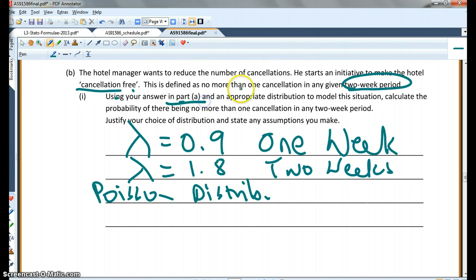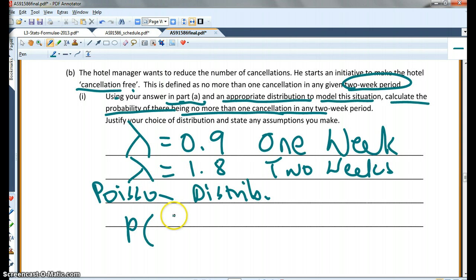Using your answer in part A and an appropriate distribution to model the situation, calculate the probability of there being no more than 1 cancellation. So the probability of x less than or equal to 1. The probability of no more than 1. So you can have 0, you can have 1 in any given 2-week period. So we're looking at that.